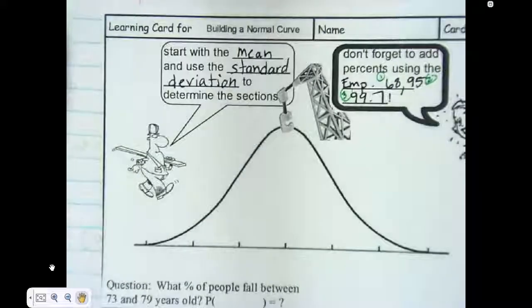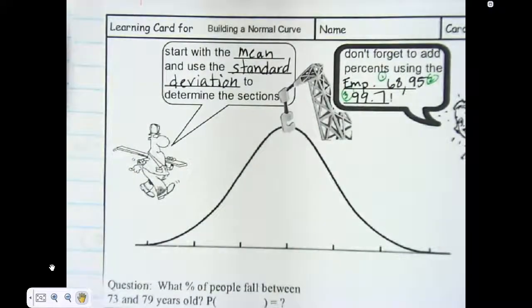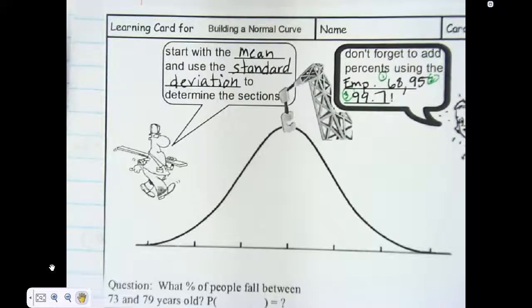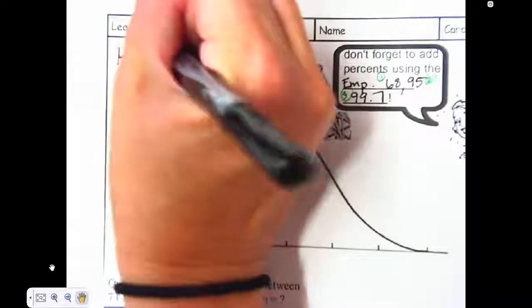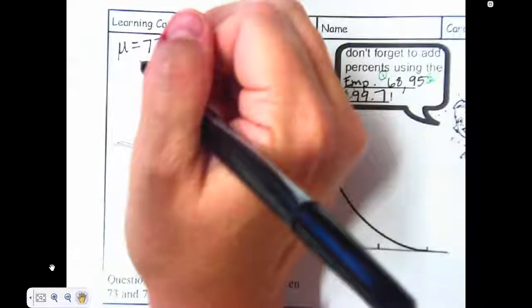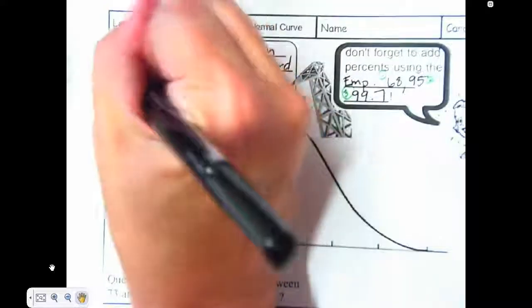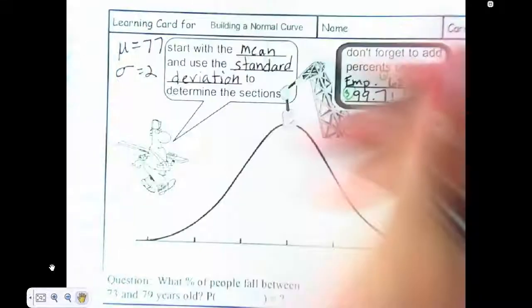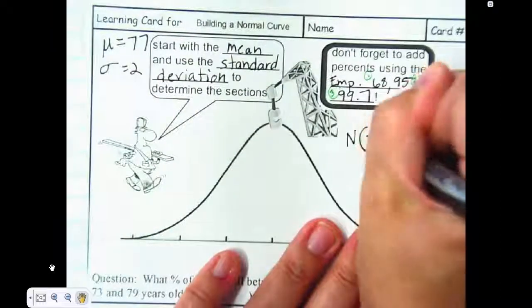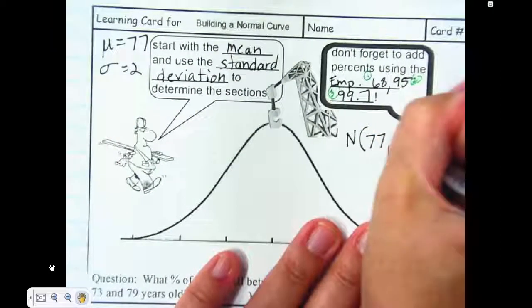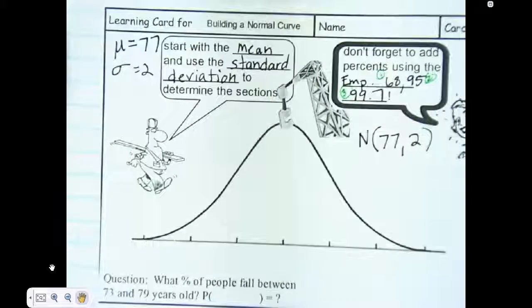So what we're going to do now is build this normal curve and look at the percents. I'm going to give you the mean. I'm going to use the symbol for population mean, which is 77. And then I'm going to give you the standard deviation, which is 2. A lot of times how you will see this written is they will tell you it's normal with the mean and a standard deviation, and they're just going to put it in that order.